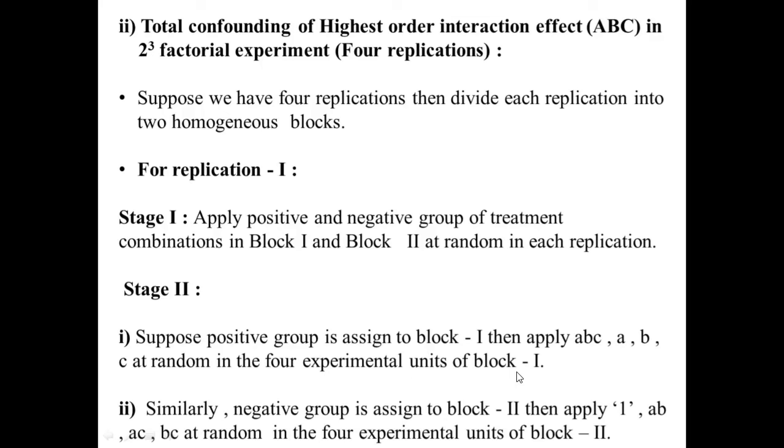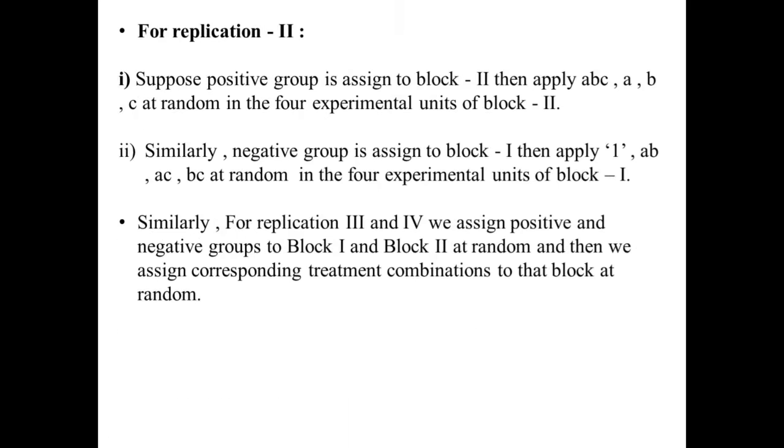So suppose in replication 1 the positive group of treatments is assigned to block 1, then we assign these 4 treatment combinations into that block 1 randomly. And similarly, the negative group is assigned to block 2, then we apply these 1, AB, AC, BC treatment combinations at random in the 4 experimental units of block 2. So in replication 1, the positive group is assigned to block 1 and the negative group is assigned to block 2.